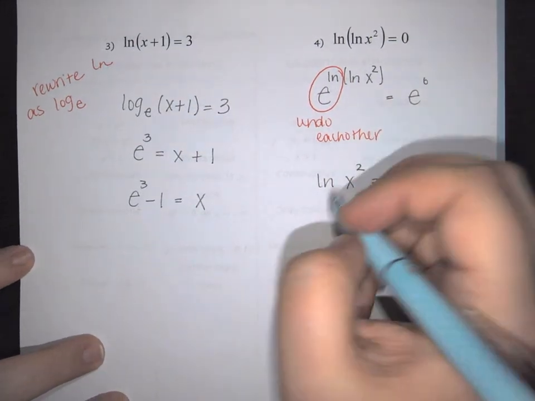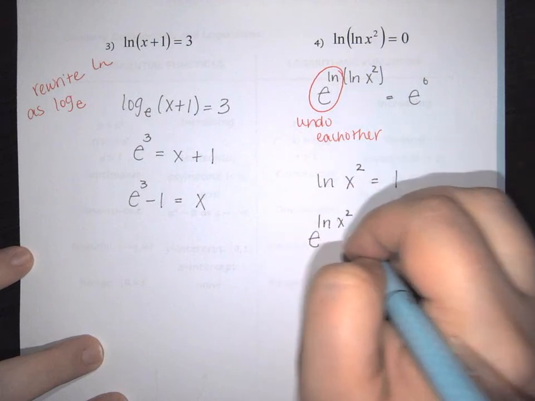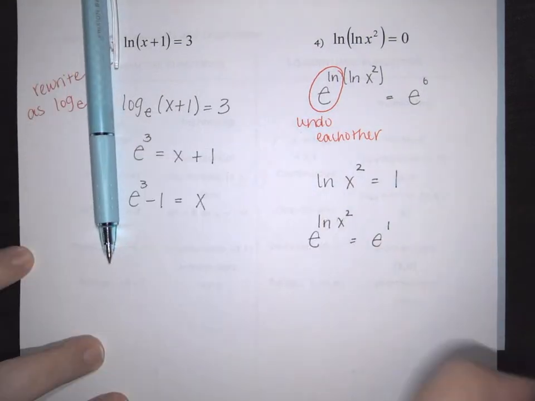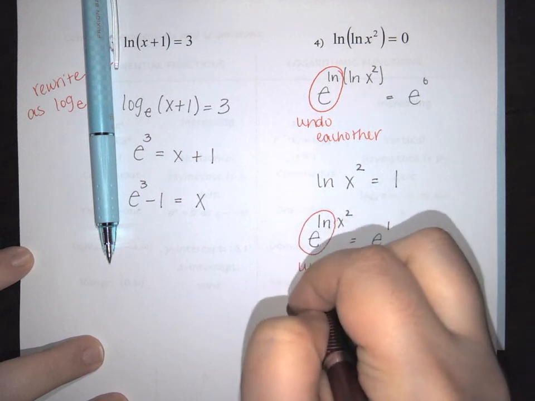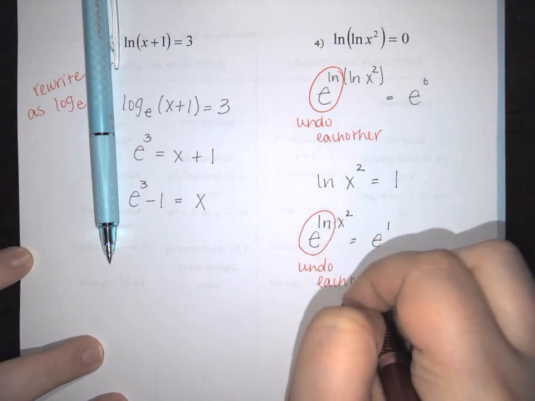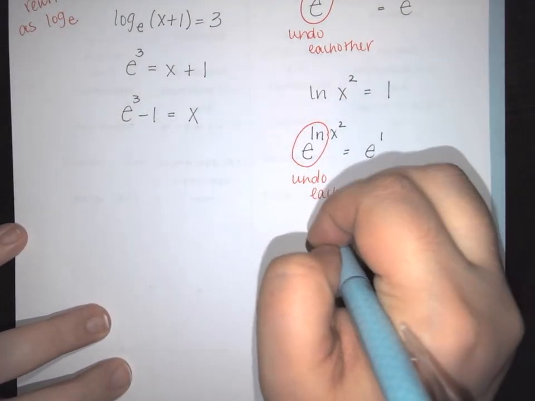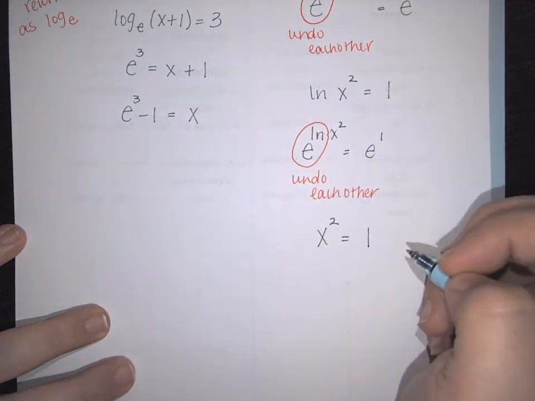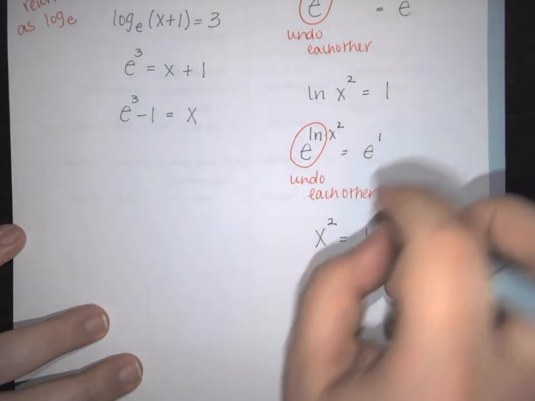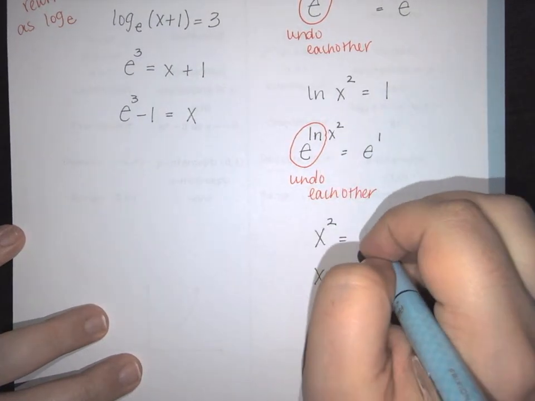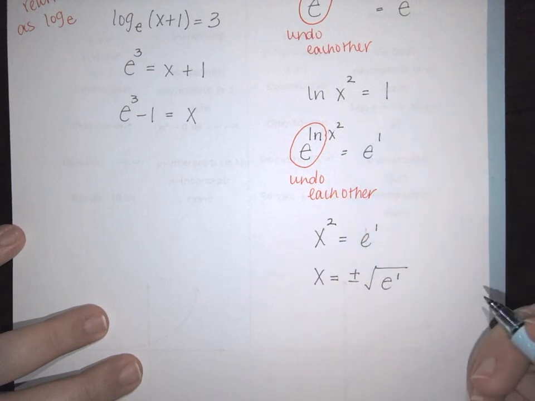We are then going to repeat it. Now we're going to raise both sides to e. Again, just like before, my e to the natural log is going to undo each other. And so what ends up happening is that x squared is equal to e to the first. When we solve for x, we get plus or minus the square root of e to the first.